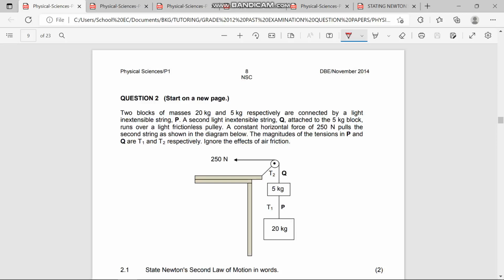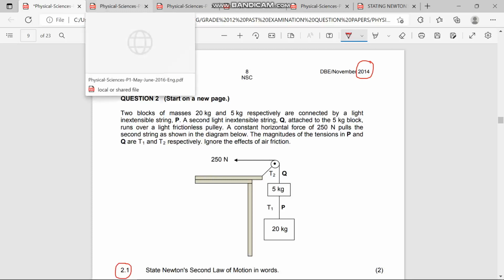So today's lesson is all about some kind of a revision. As you can see here, we have the 2014 November final examinations that were written in 2014. Question 2.1 says state Newton's second law of motion in words. So we're going to be looking at that today. Again, I'm saying it's going to come out.